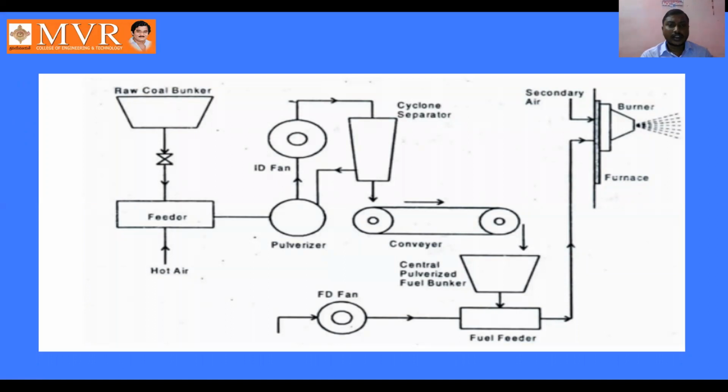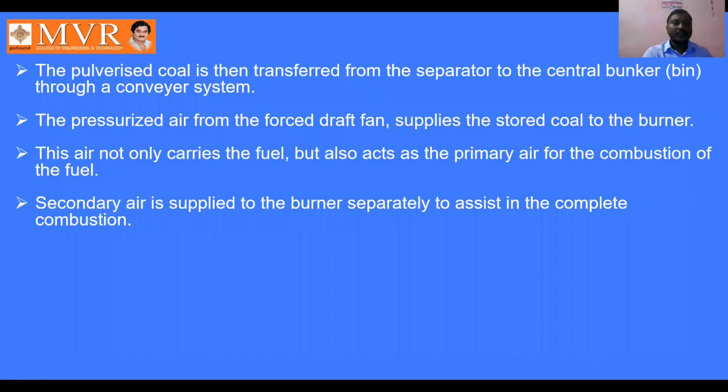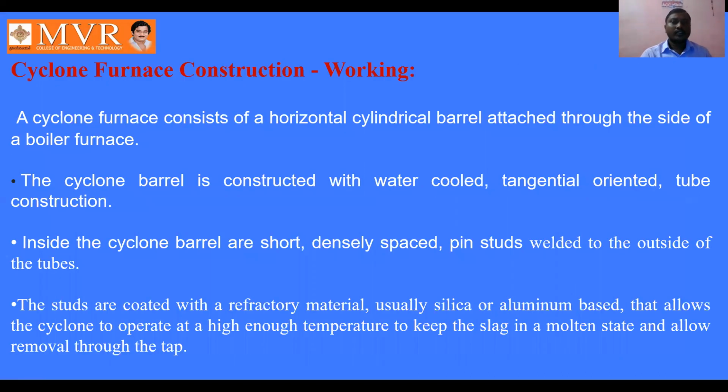And this is the central bin system, in which we can observe that in the center we have a fuel bunker, and the stored coal is used in the fuel feeder up to the burner. We use secondary air here at the burner for getting higher flames. This is the central or bin system. Coming to the next topic, we have the cyclone furnace, its construction and working principle.